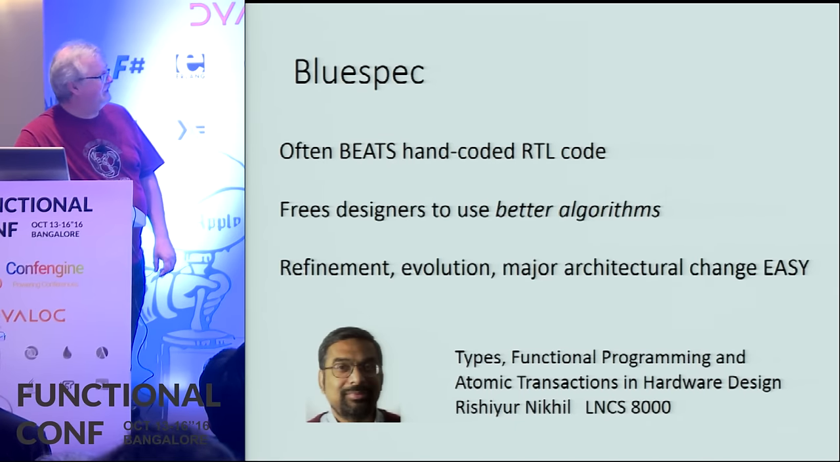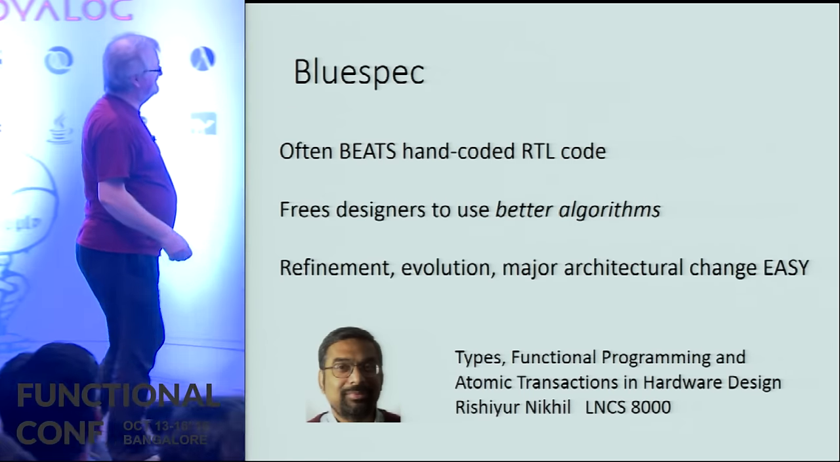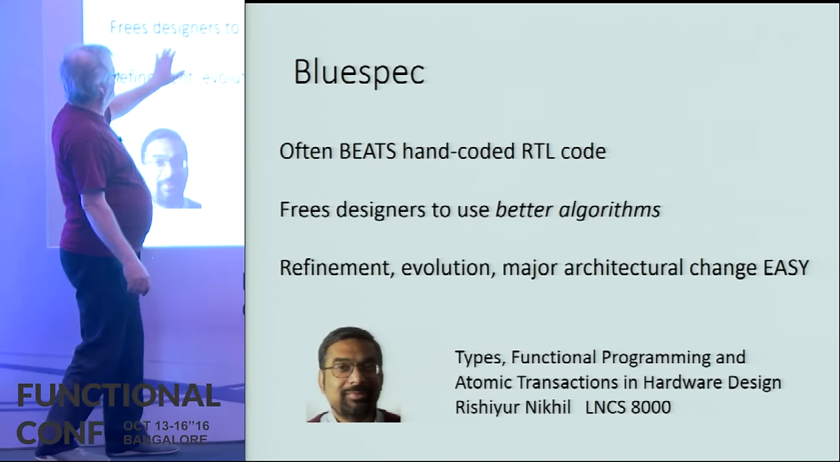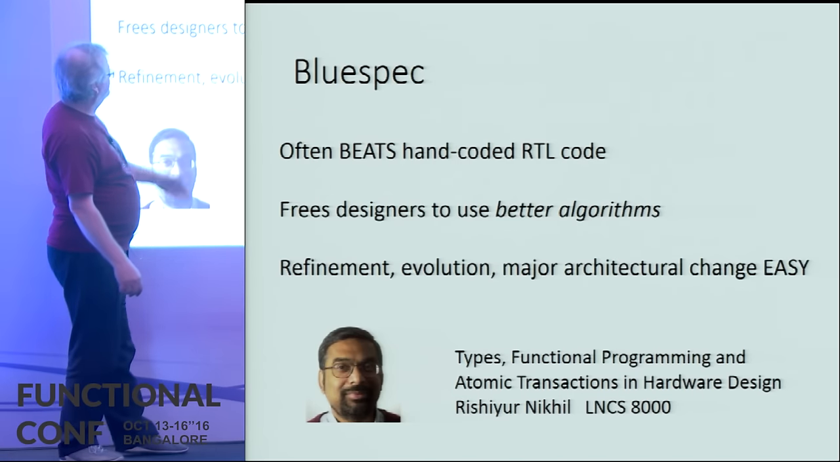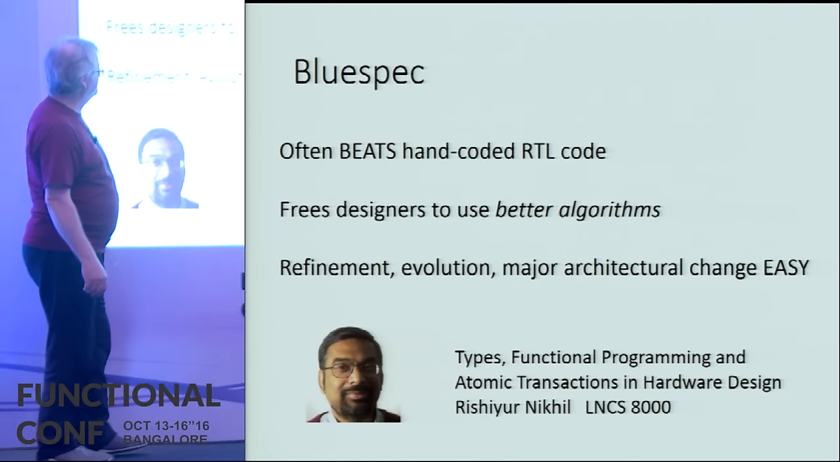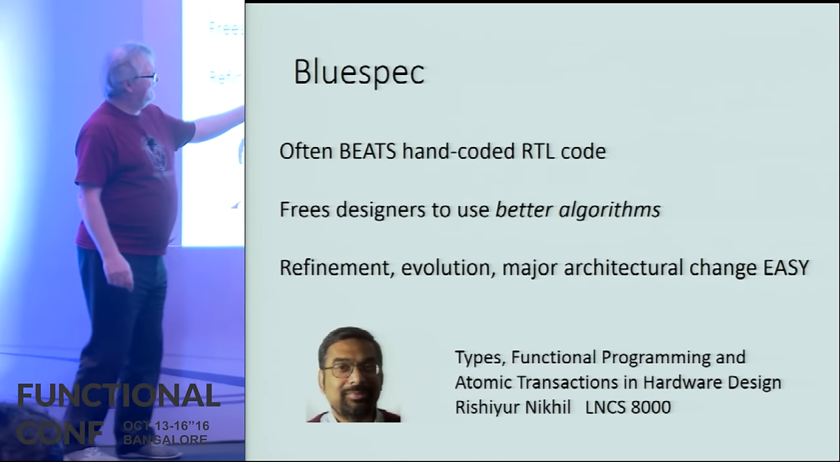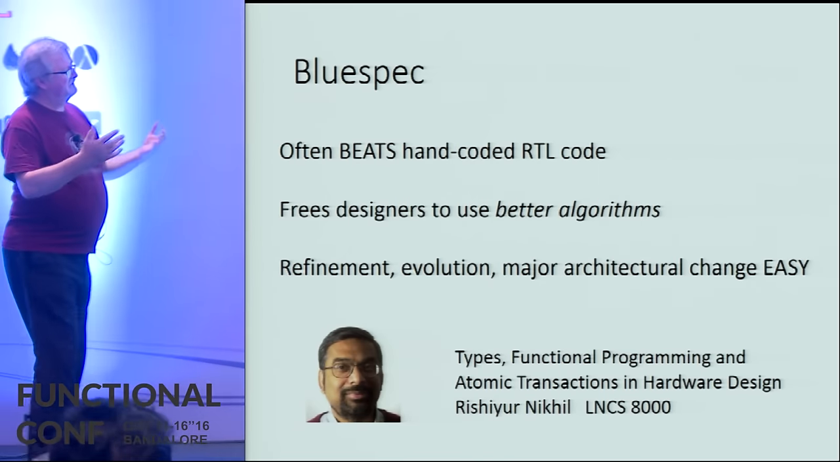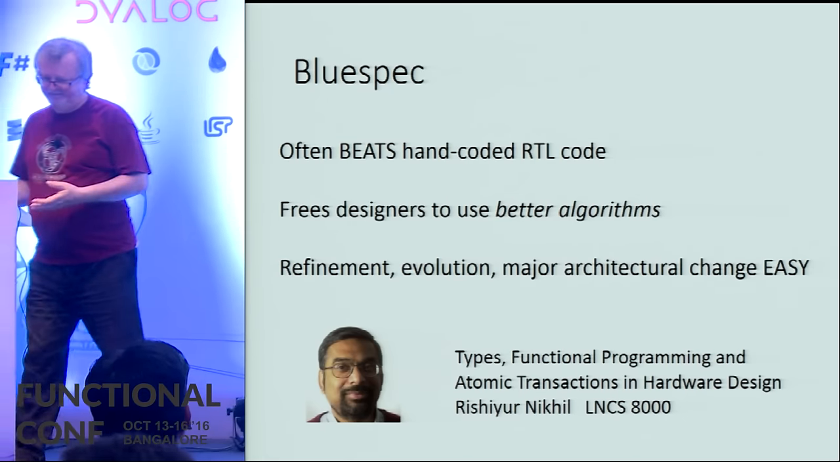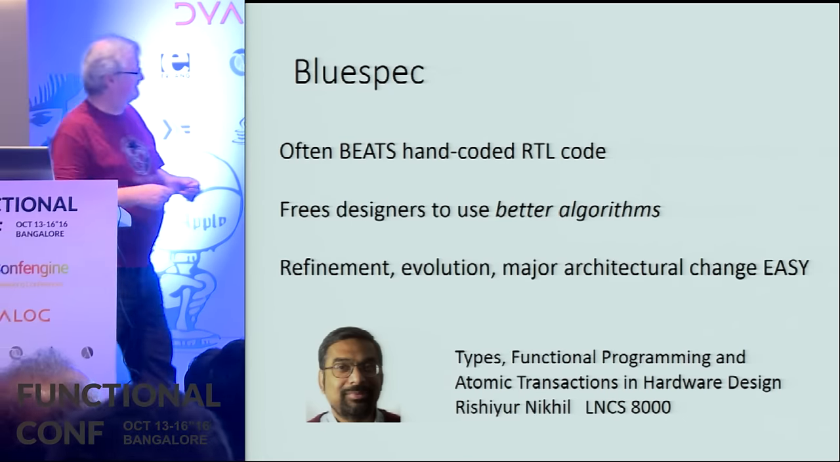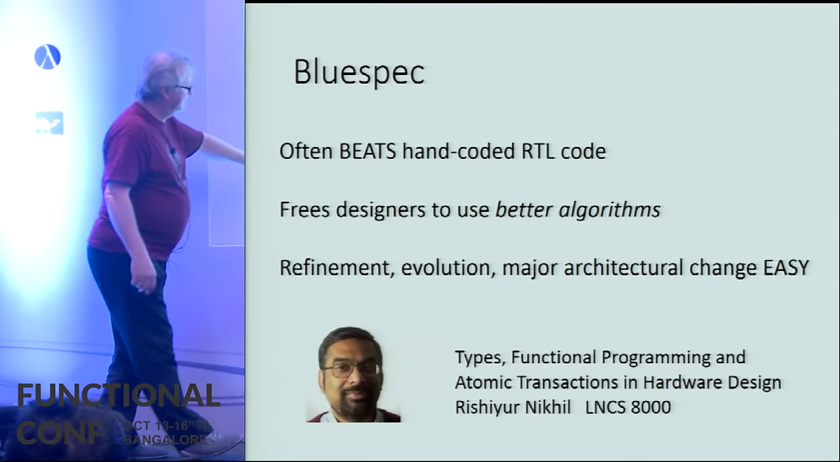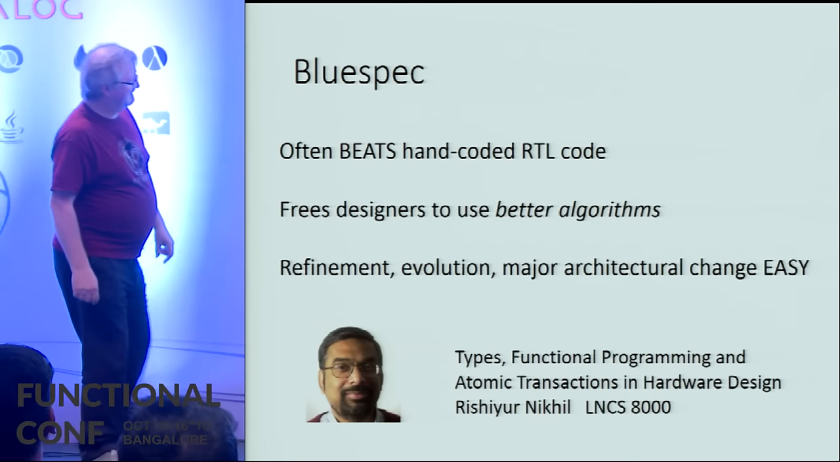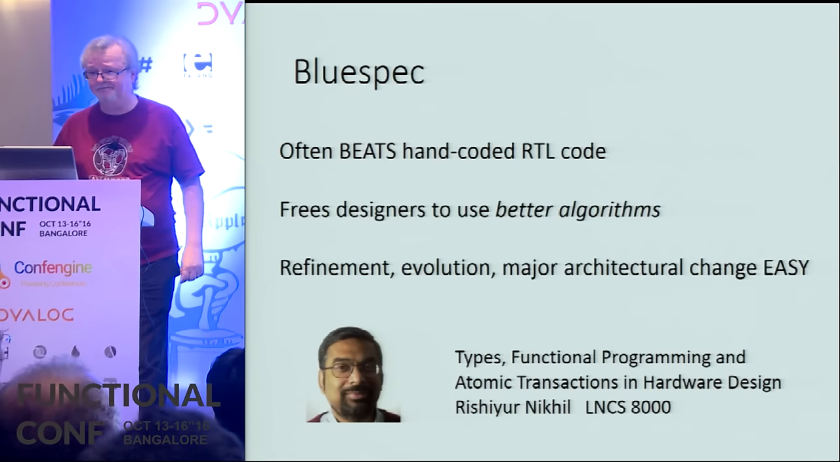And the code you get is often faster than handwritten code, as functional programming always does. By simplifying the task of just making things work, it gives designers more time to use better algorithms. And it's made architectural change of designs and so on very easy to do. There's a very nice paper about this by Nikhil, who is the CTO of the BlueSpec company. And there's a reference there.